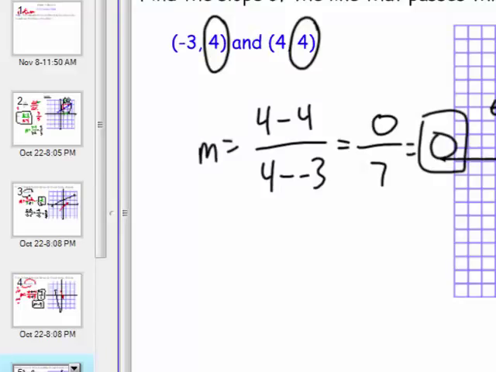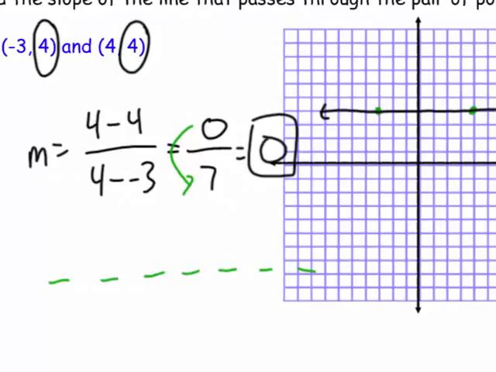Well, if I think about this for division, 0 divided by 7. Can I take 0 and break it into 7 equal parts? 1, 2, 3, 4, 5, 6, 7. That add up to 0? Sure. I could add 0 7 times. These are all equal parts. So that's why it has a slope of 0.